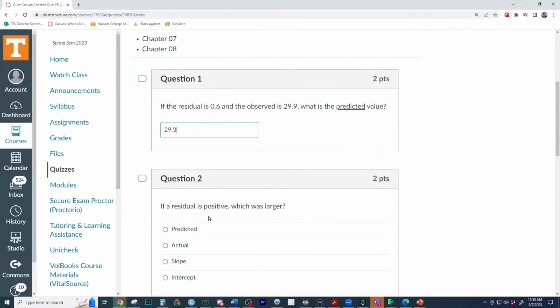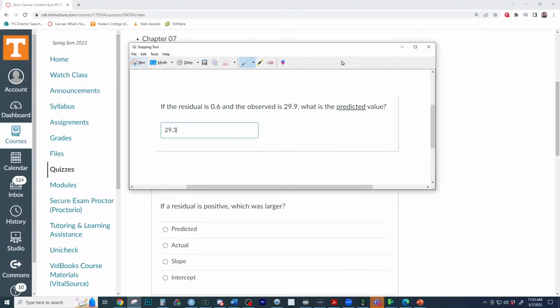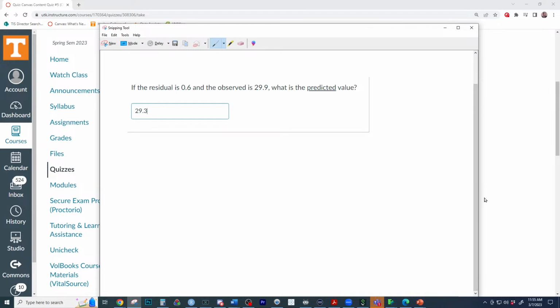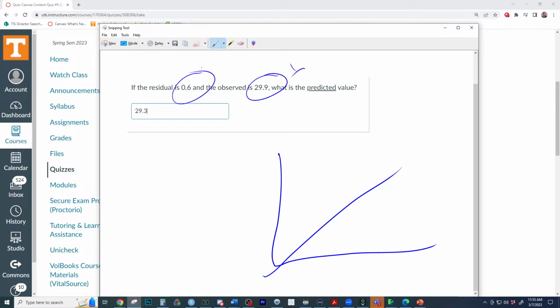Since the residual is positive, we know it's that far above the line. So once again, the better you get at this, I would still solve this out. The quick solve on this is going to be the following. We're doing a quick solve on this one only because we have here a line and the observed, which is y, and the residual, which is e, and we want the predicted, which is y hat. So the y hat is what we're solving for. The e right here is equal to 0.6, and the observed is 29.9, and that makes this 29.3.